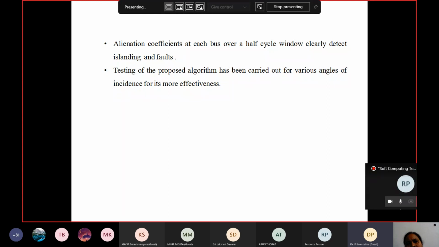Testing of the proposed algorithm has been carried out for various angles of inception for more effectiveness. That means at 0 degrees I have found all the results, and at 180 degrees, but in between 0 to 180 degrees, at 30, 60, 90, 120, 150 degrees, I have also done all these works in order to prove the effectiveness and robustness of this algorithm.